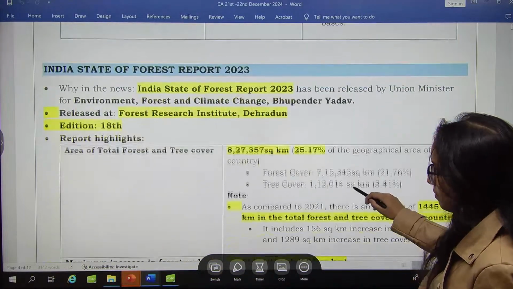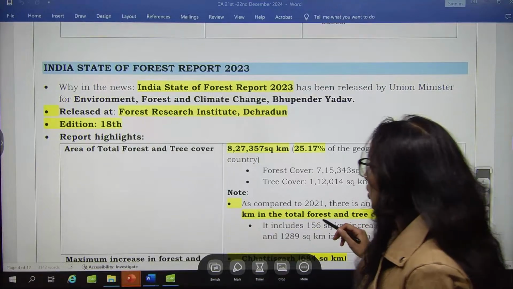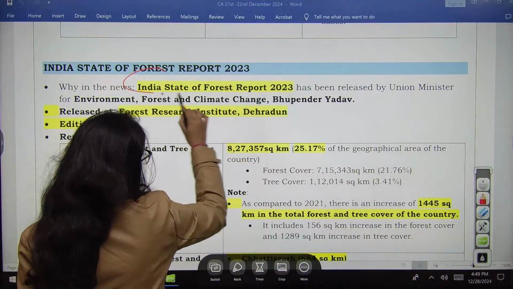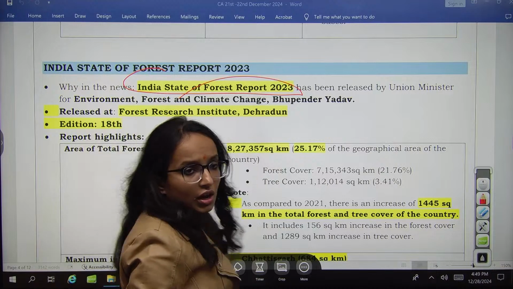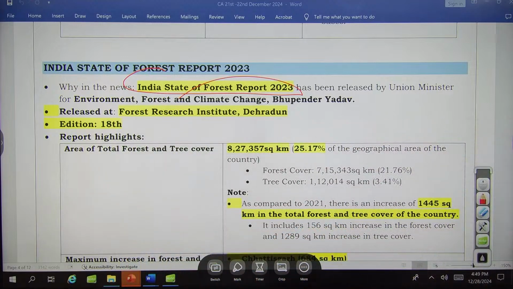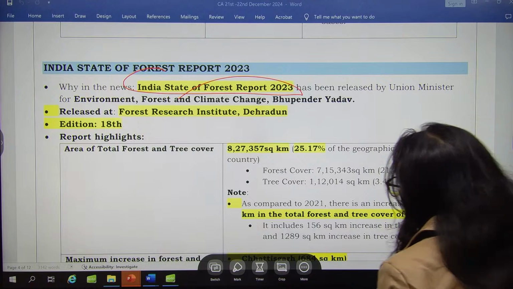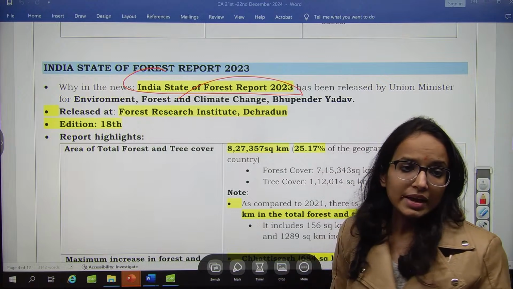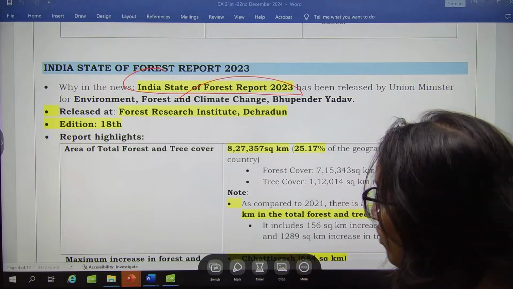So this was about the report. Then you have India State of Forest Report 2023. A lot of direct questions can be framed from this report. For any examination you are targeting, you cannot afford to miss this. India State of Forest Report 2023.